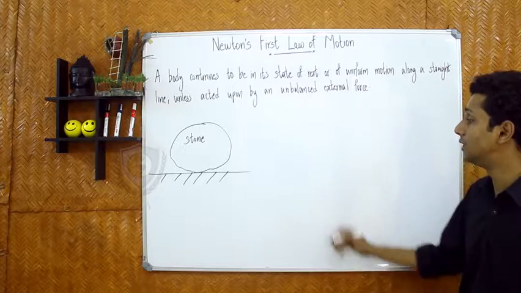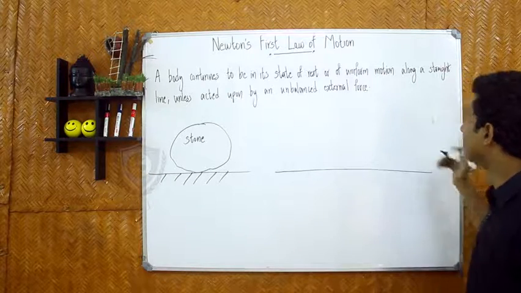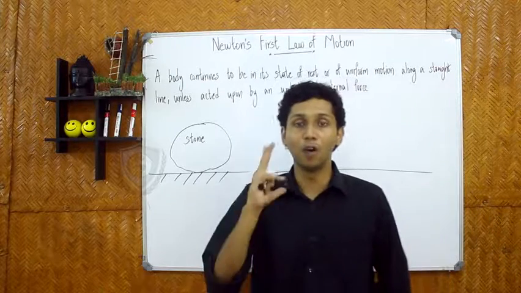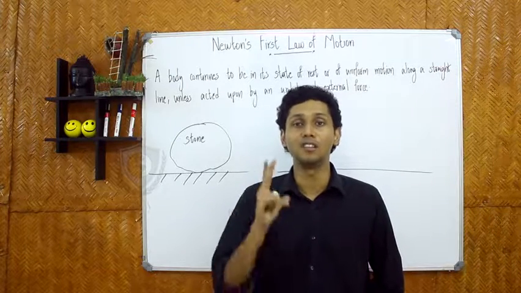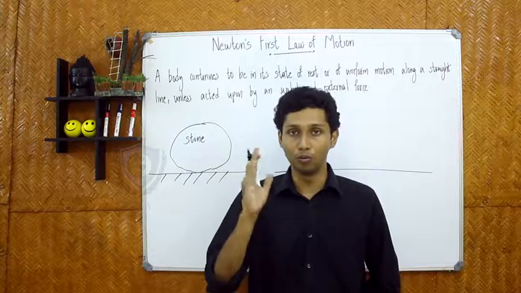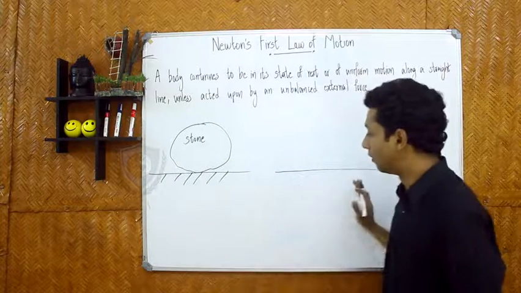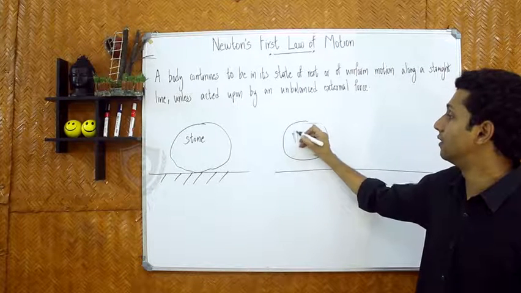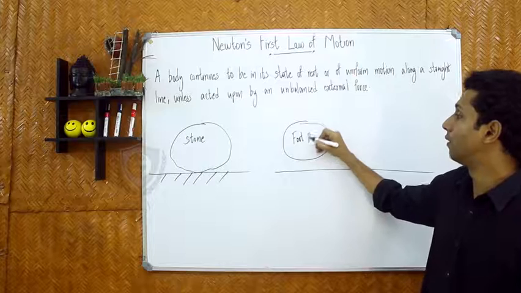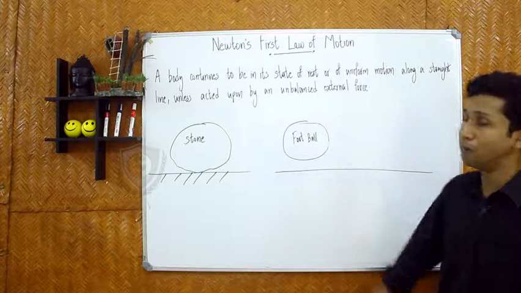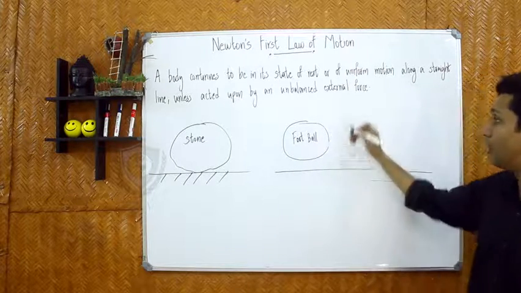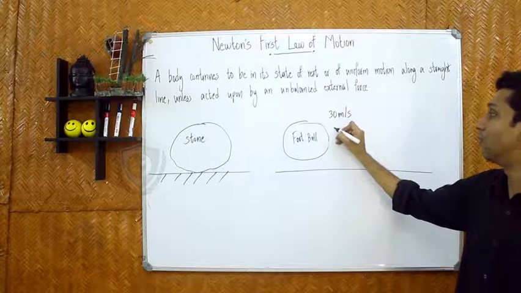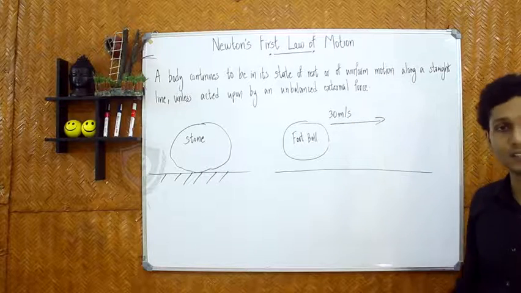In this case we have to consider a body which is moving with a uniform motion, or which is moving with a uniform speed along a particular direction. Simply, you have to consider a body which is moving with a uniform velocity. Just imagine you are considering the case of a football. Let's say this is a football, and someone has kicked this football, and it is moving with a velocity of 30 meters per second.